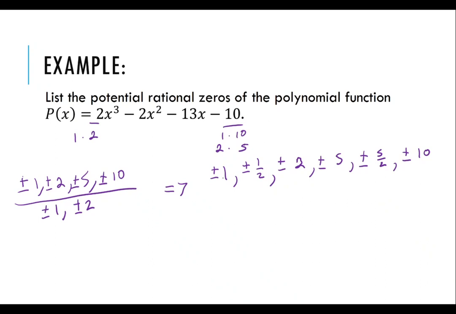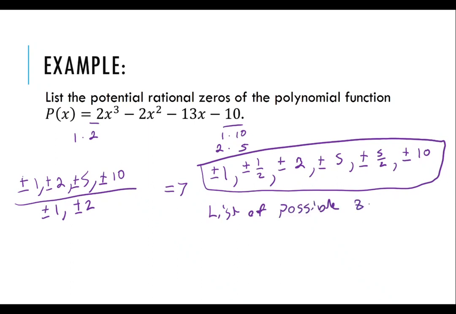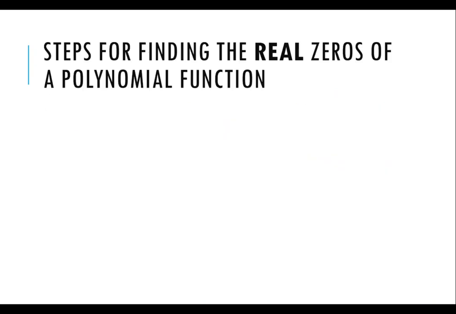So my claim here is that this is a list of possible zeros of this function. It doesn't mean every one of them is a zero, but it does mean that if we have any rational zeros, they will come from this list. And remember, rationals are our whole numbers. They're also our fractions. So our steps for finding real zeros of a polynomial function: first, determine all the possible rational zeros. Make that list like we just did.